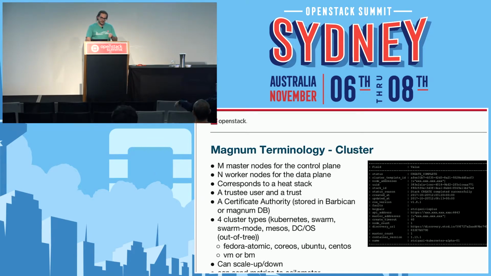Also, each cluster has a trustee user and a trust. This is a very powerful concept that Magnum has, which means that for each cluster, we have a trustee user to which we delegate your capabilities, let's say, in the project. This trustee user can use this trust to authenticate with Keystone and create more resources in that project. These resources usually are load balancers in Octavia, so you can have, for example, in Kubernetes, services with type load balancer, or volumes for persistent storage.